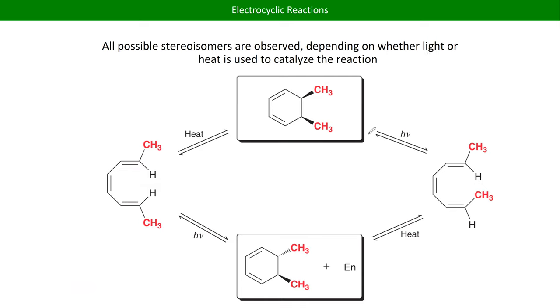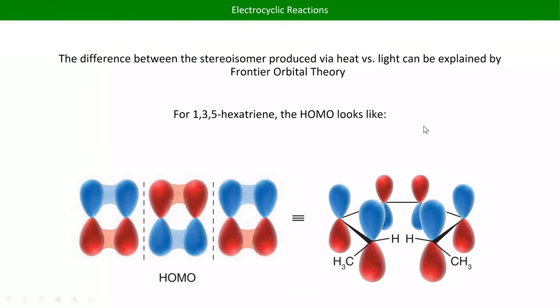And so if we just use heat, we get one product. Don't worry too much about writing these down because I'm going to teach you the rules. It depends on how many pi bonds we have and what we're starting with, whether or not we wind up with cis versus trans in our product. So the exact specifics don't matter here so much as the fact that heat and light are controlling. All right, so we're going to use frontier orbitals to describe this.